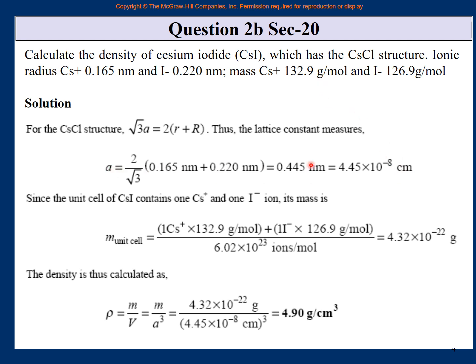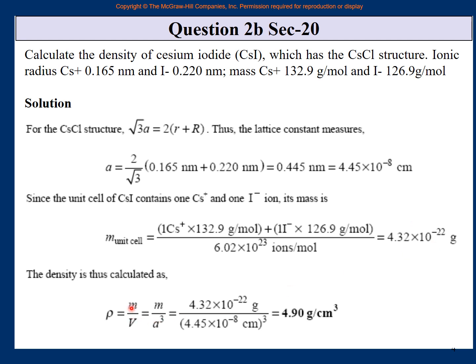So this is A and the volume is A cubed, right? Now what is the mass? In BCC, there are 2 equivalent atoms. Because this is a ceramic, there is 1 cesium and 1 iodine, and that's it. So not 2, because 2 would be for 1 material. So 1 cesium, 1 iodine, the masses are there. Divide them by the Avogadro number. This is the total mass of the unit cell.